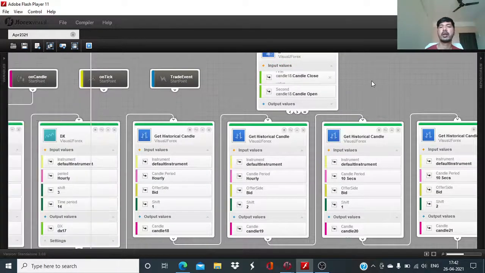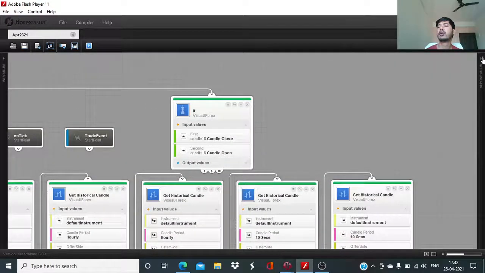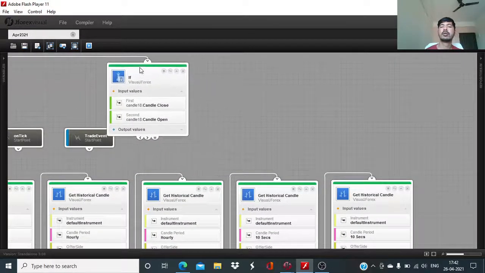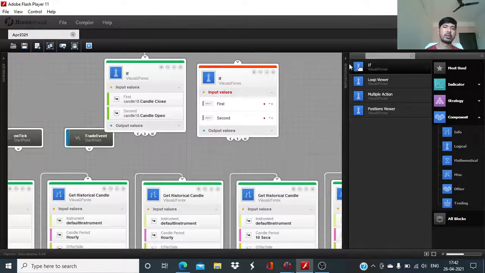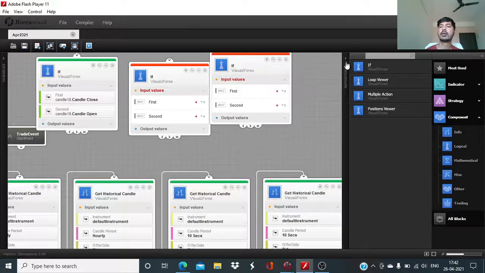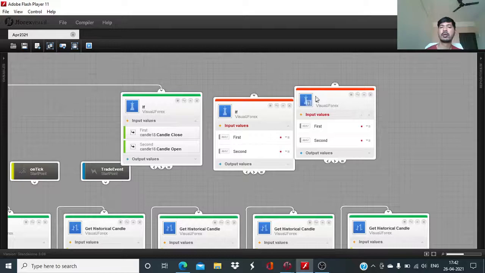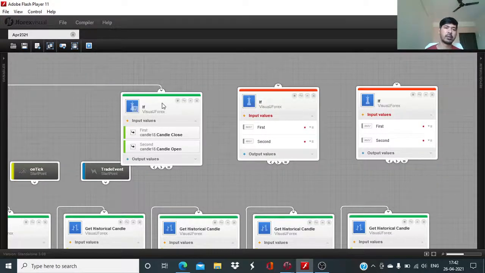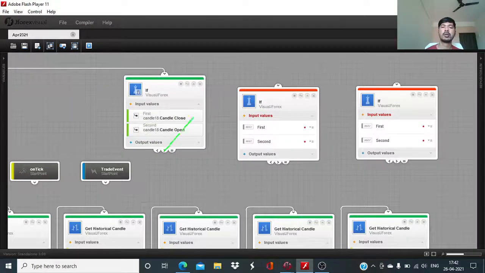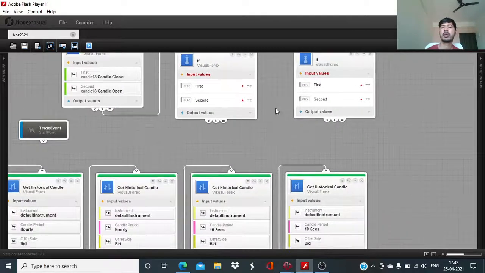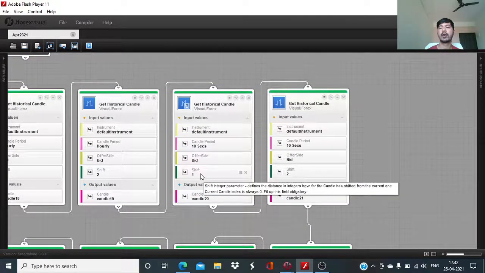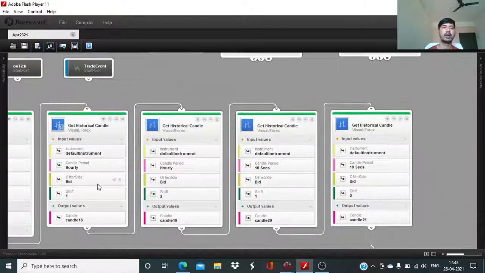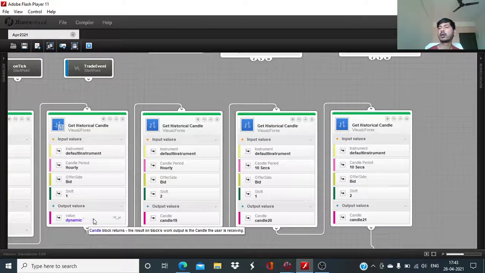First input greater than second input. We are going to need two of these. And then we compare the last 10 second candles with the look back period of 1 and 2 respectively with the last hour's candle closing value.